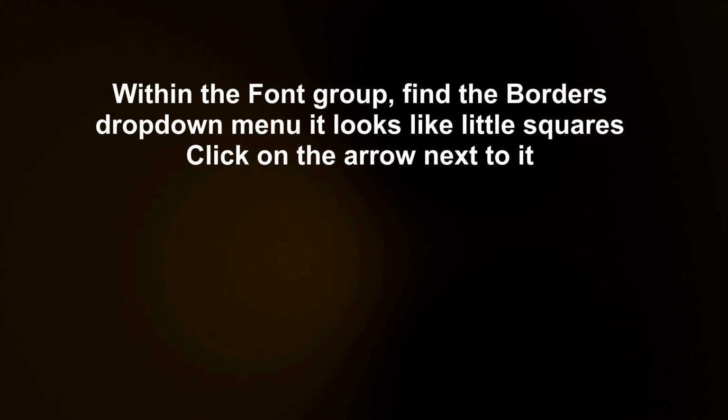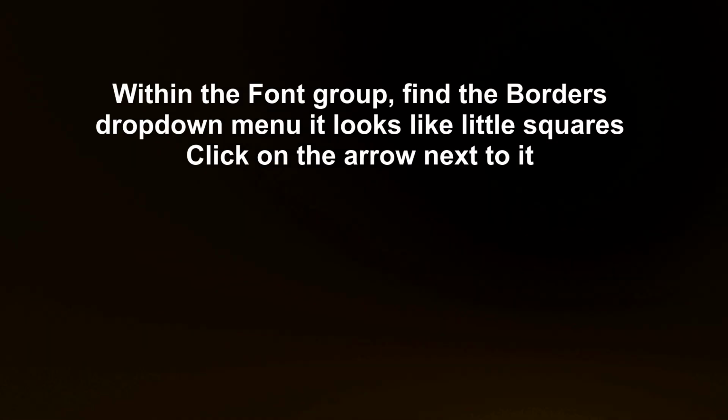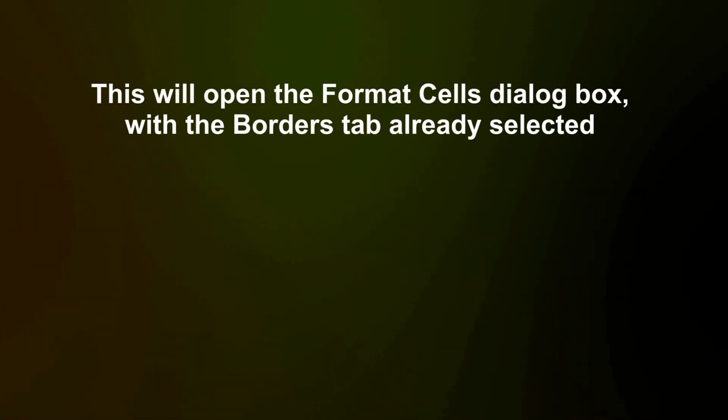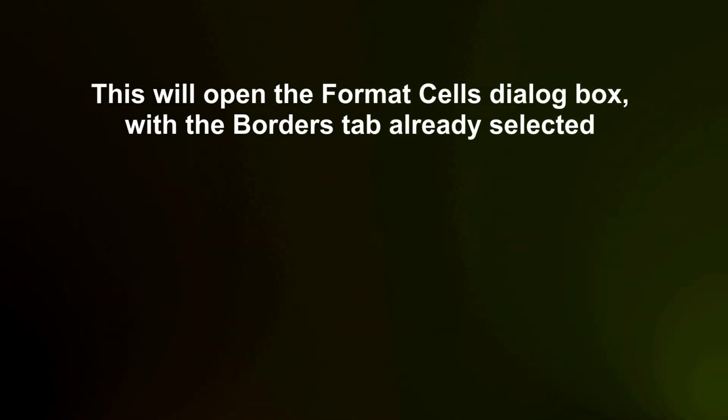Go to the Home tab on the ribbon. Within the font group, find the Borders drop-down menu. It looks like little squares. Click on the arrow next to it. From this menu, select More Borders at the bottom. This will open the Format Cells dialog box, with the Borders tab already selected.